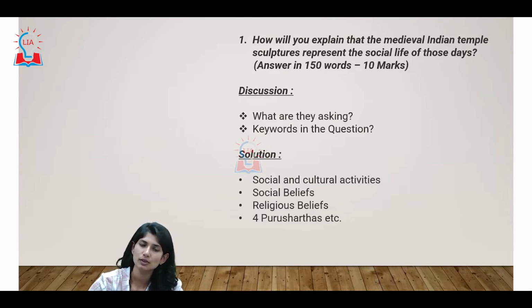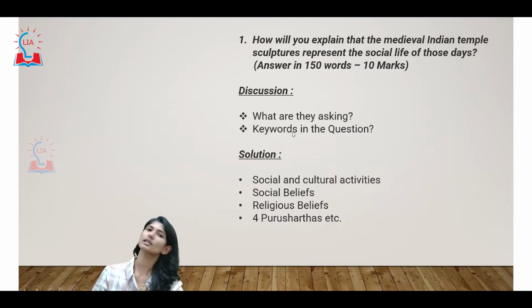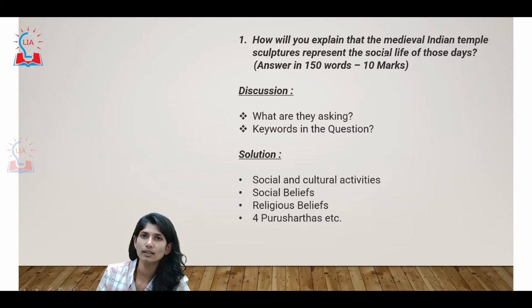Now the very first question: how will you explain that the medieval Indian temple sculpture represents the social life of those days? As we see, it's a 150 words, 10 mark question. Before we discuss any question, one thing we have to look at: what is UPSC asking, and what are the keywords in the question? Why do we need keywords? Unless you know what they are asking, any answer you provide will be invalid, or it will not be up to the point.